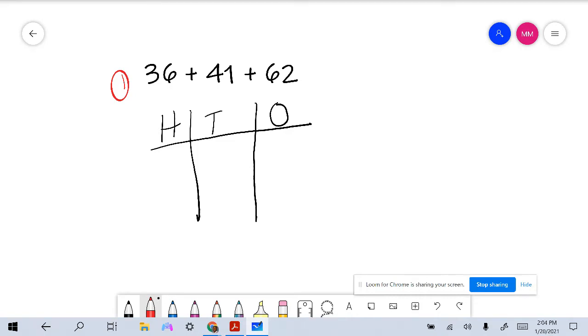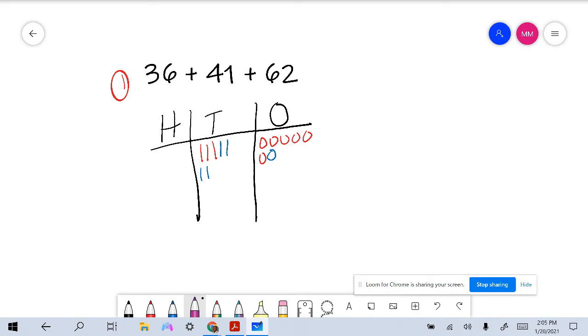I have 36, which is 3 10s and 6 1s. 1, 2, 3. 1, 2, 3, 4, 5, 6. I'll make sure I do 5 on any row that I do so that it makes it easier for us to count and group. Next up, I'll do 41. I have 4 10s and 1 1. 10, 20, 30, 40, and then 1, 1.